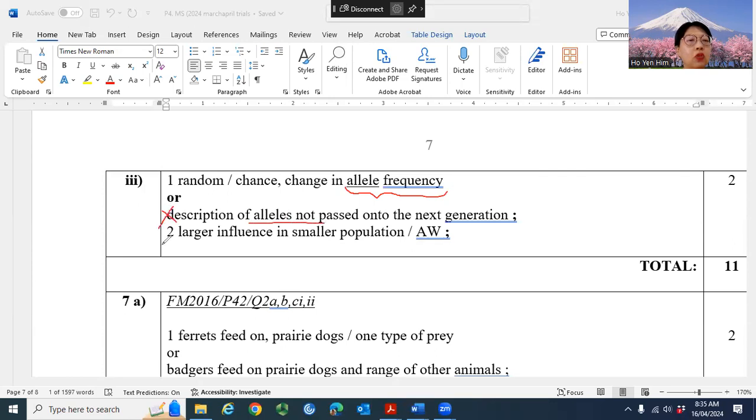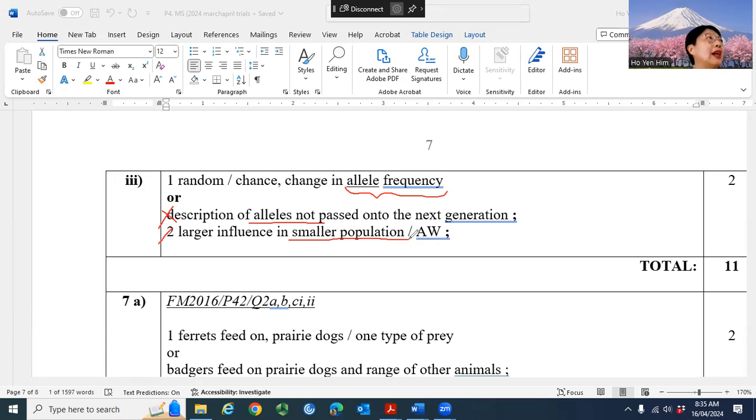Number 2, to a smaller population. So that will cause genetic drift. Something happened to a small population, causing the allele frequency to change. So some of you wrote examples. If I want to mark strictly, I will not give a mark because it's a definition question.